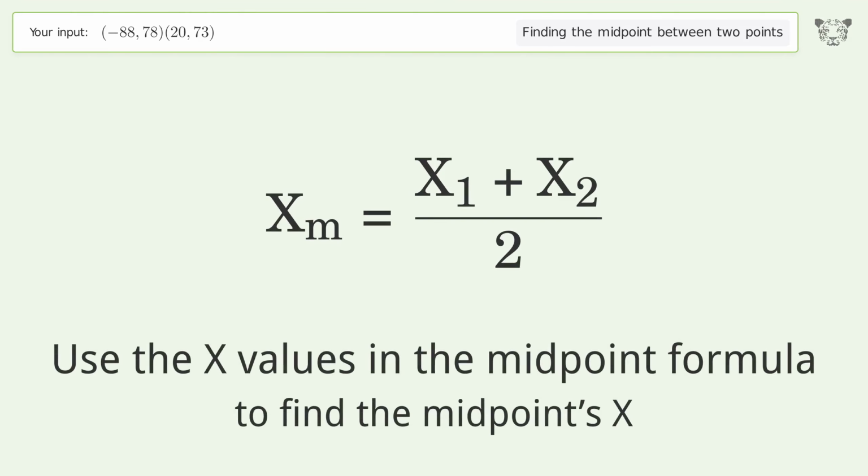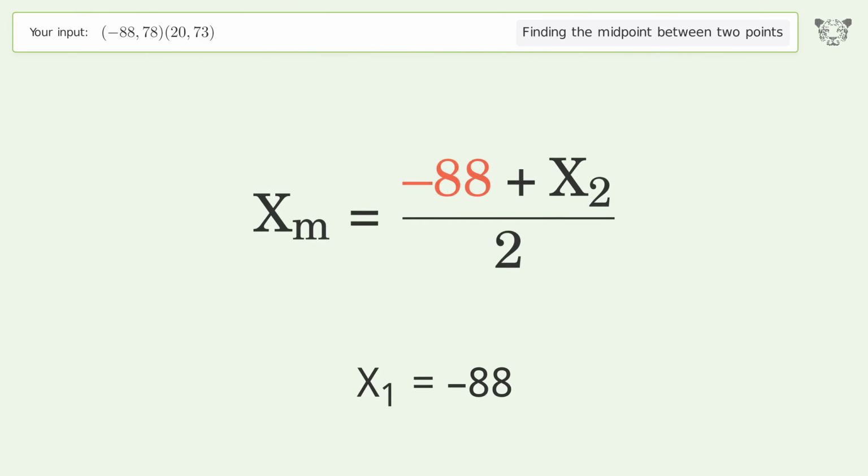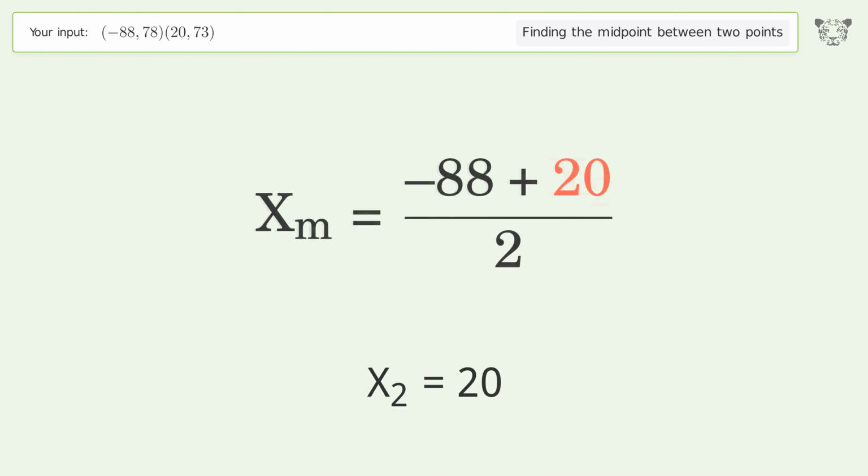Use the x values in the midpoint formula to find the midpoint's x. x1 equals negative 88. x2 equals 20. Simplify the arithmetic.